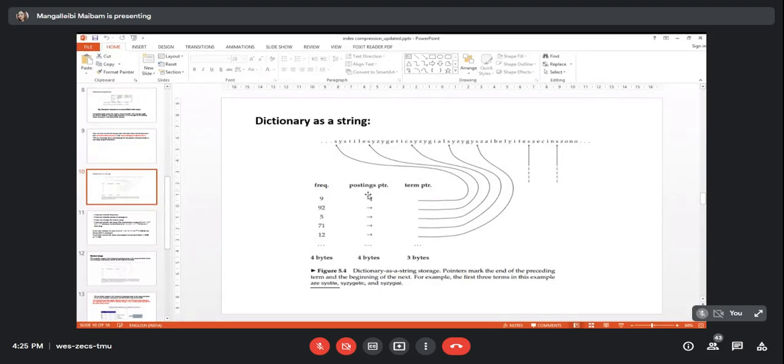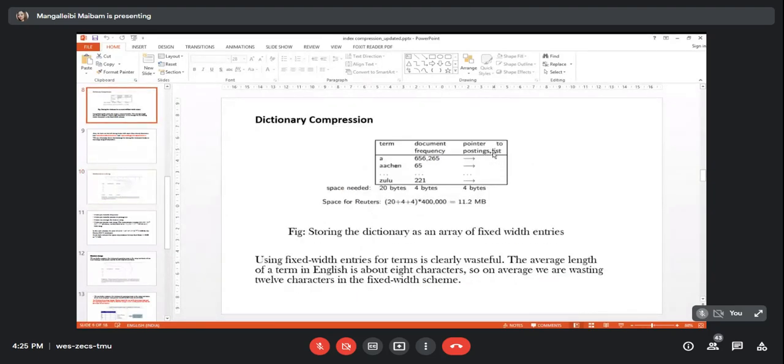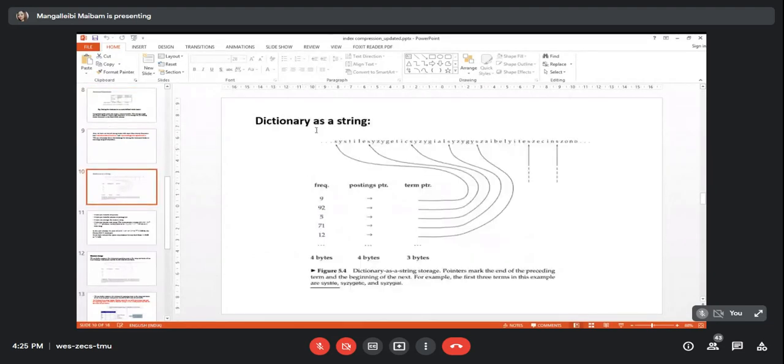And for posting pointer, we have used 4 bytes. Same with this one, for posting pointer, pointer to posting list. Okay, this is posting pointer. We have used 4 bytes in the fixed width scheme. Similarly, in the dictionary as a string scheme also, we use 4 bytes for posting pointer.